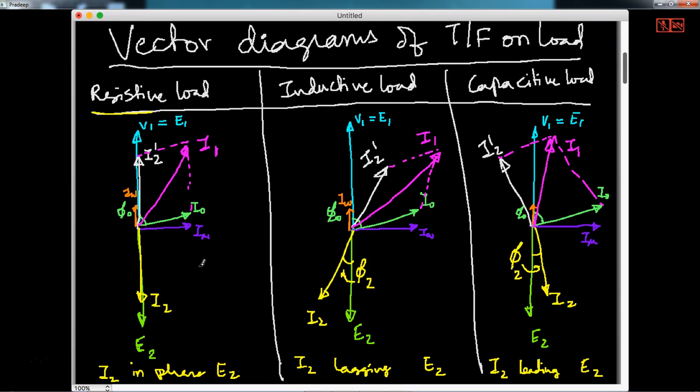So with this we have completed the vector diagram of the transformer on load: resistive load, inductive load and capacitive load. I hope you have understood what we have drawn here. So take 2 minutes, look at the diagrams carefully, and try to draw the diagrams in your notes.